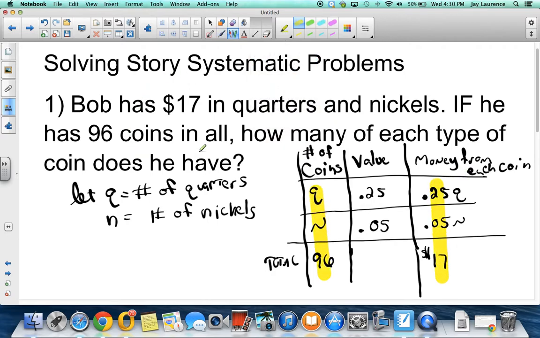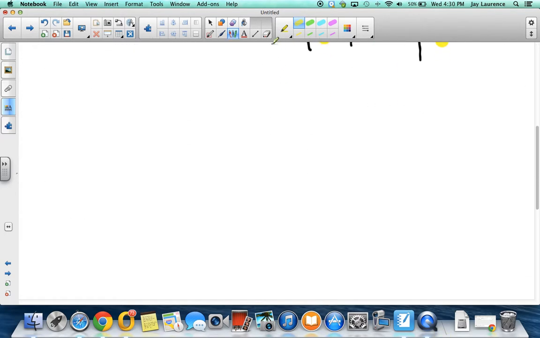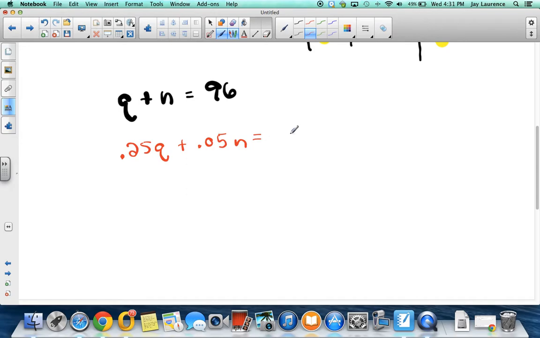Now, I'm thinking I might have set this up horizontally last time, but it really doesn't matter. You set it up the way that's going to cause you to get the right answer. All right, so I have Q plus N equals 96, and my second equation is 0.25Q plus 0.05N, and that's going to equal $17 on the nose.